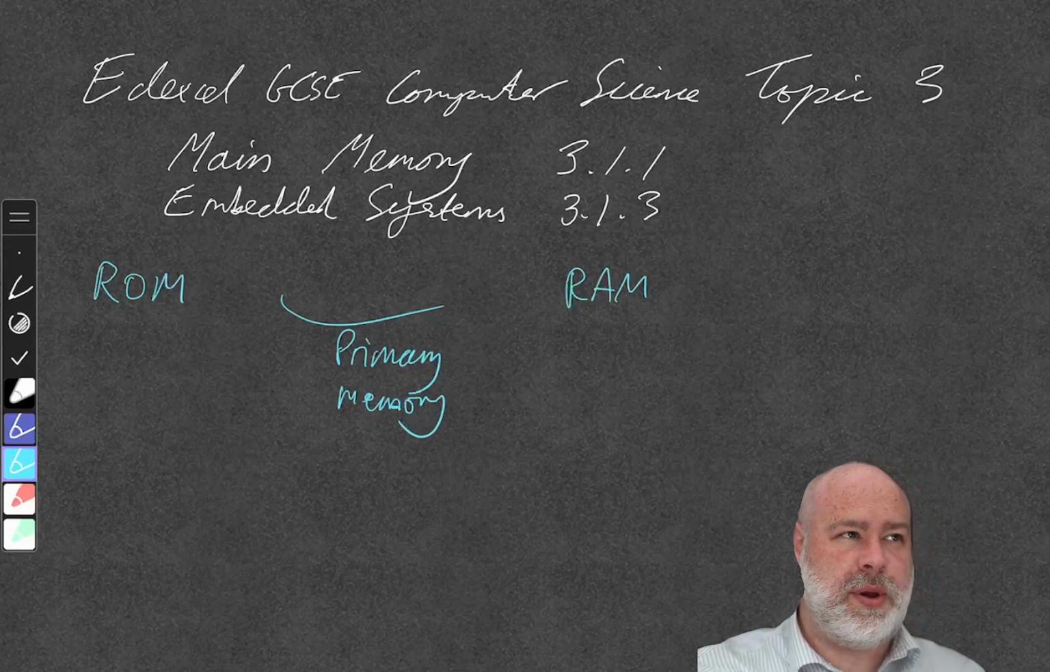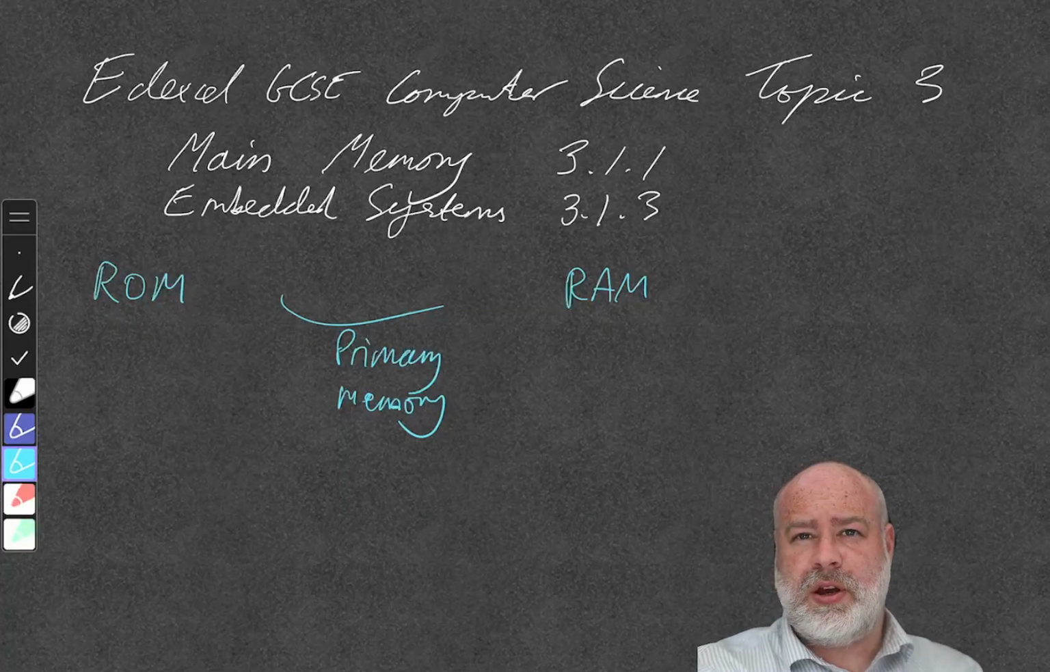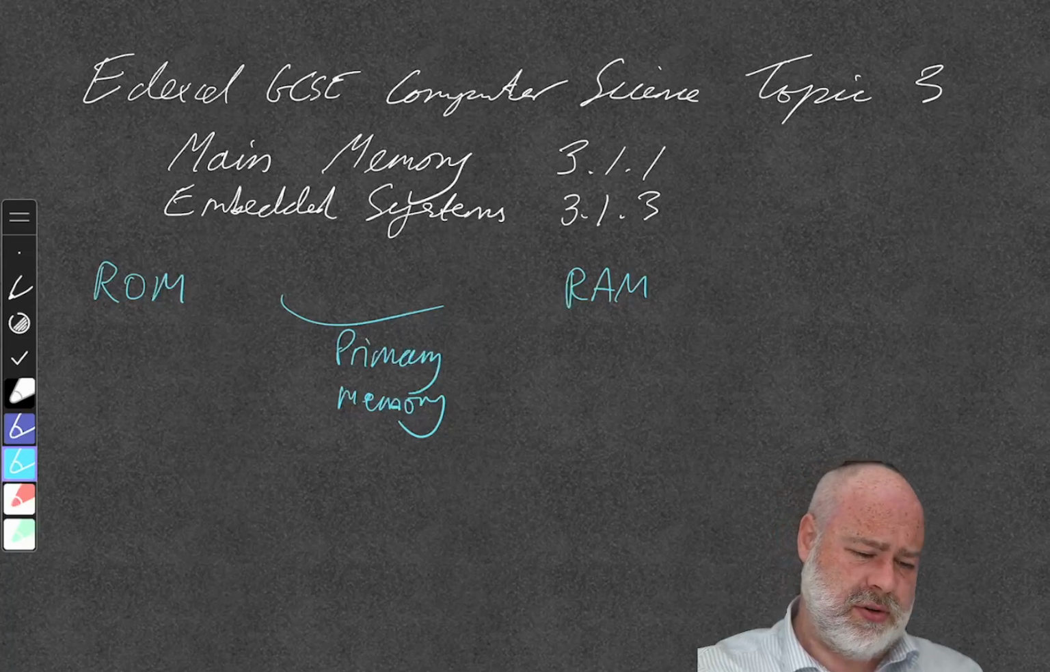They're both primary memory. And there's something called secondary memory, which we'll look at in another video, such as hard drives, magnetic hard drives, SSDs, optical discs, those things.